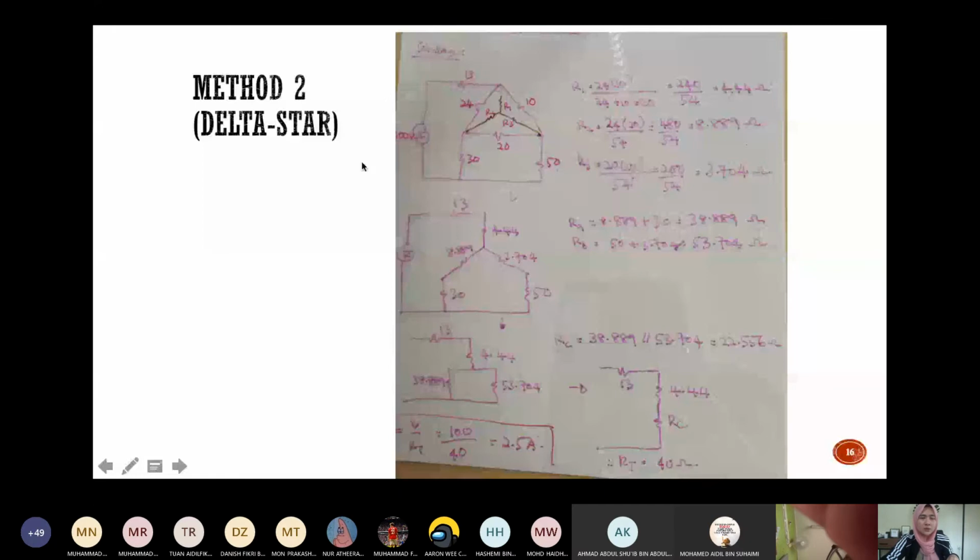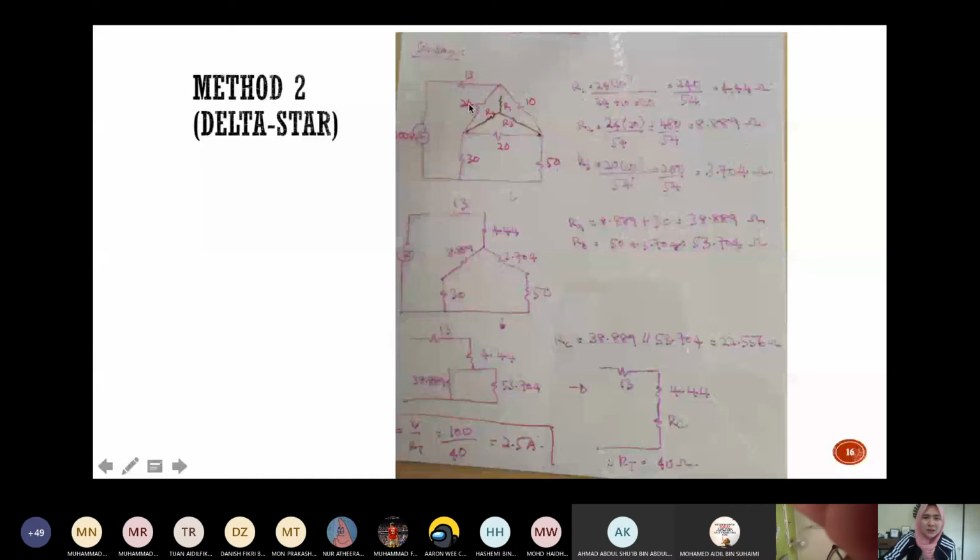Okay. For this method, you actually change from a delta network to a star network. Still you will get the same answer. R equivalent over here, you see that R equivalent is equal to 40 ohm. Okay, I think you can look through this second method by yourself.